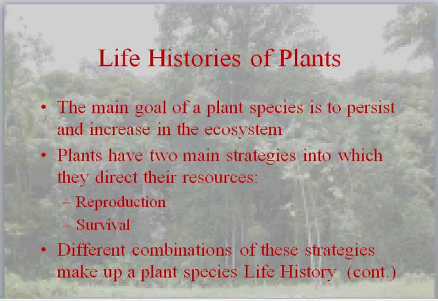There are two main ways or two main strategies into which plants can direct their resources: reproduction and survival. So plants can take two main areas of strategy. They can either take the reproduction route or they can take the survival route. And it's different combinations of these strategies which make up a plant species' life history.